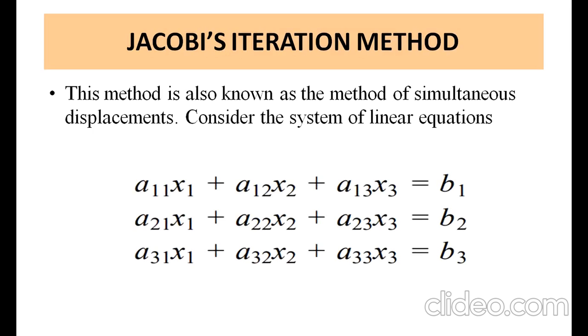a11x1 plus a12x2 plus a13x3 is equal to b1. Second equation as a21x1 plus a22x2 plus a23x3 is equal to b2. Third equation as a31x1 plus a32x2 plus a33x3 is equal to b3. Suppose these are the three simultaneous equations of which x1, x2 and x3 values we are supposed to calculate.